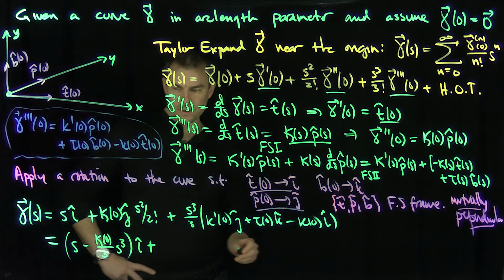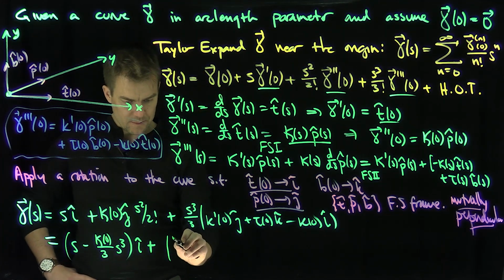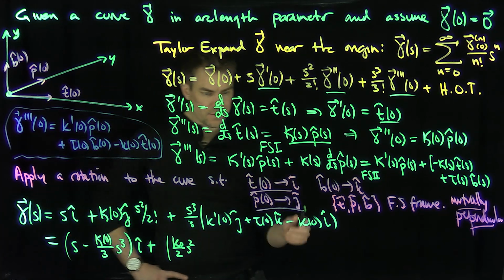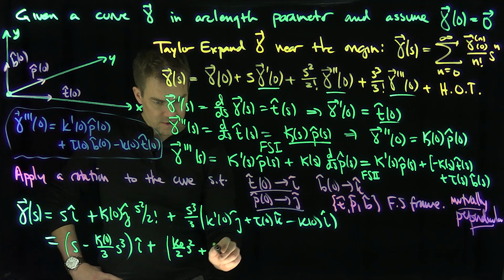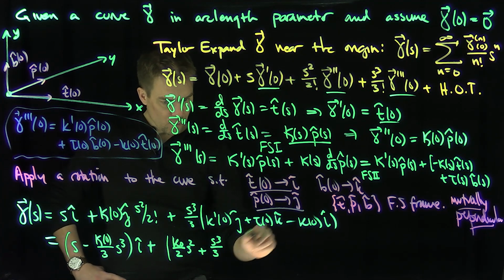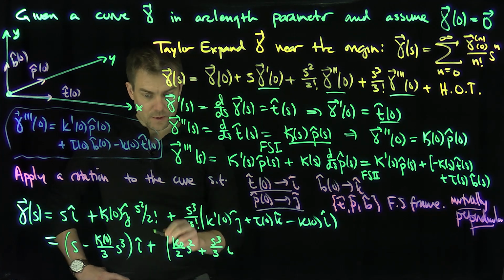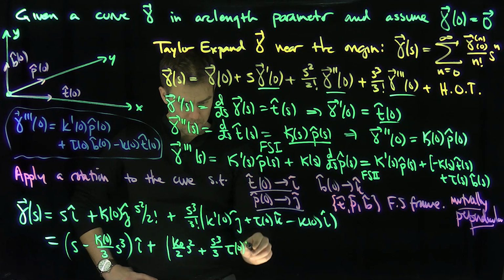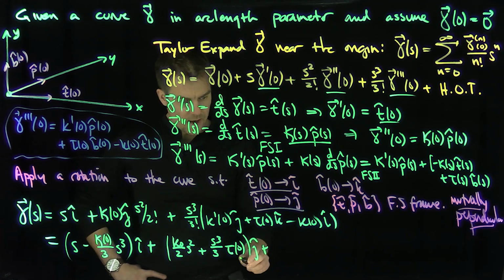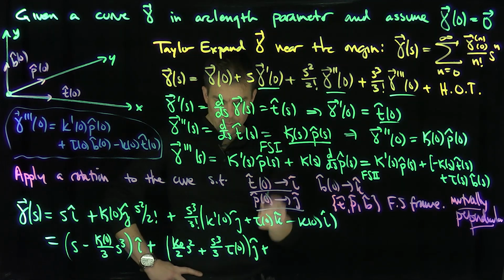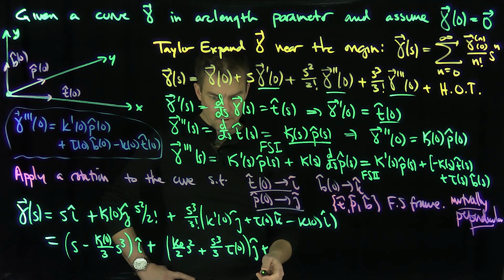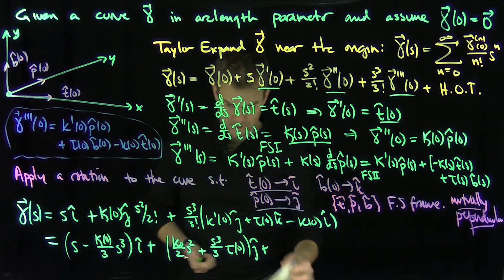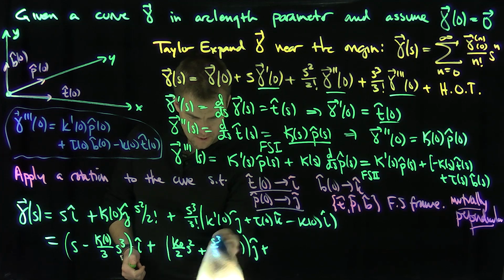What are my j components? Well, I have a kappa 0 over 2 s squared. And then there's also this plus s cubed over 3 factorial times kappa prime. That's my j hat component. And then what's my k hat component going to be? Oh, I'm sorry, that's not torsion, that's the k hat component. So let's correct that.